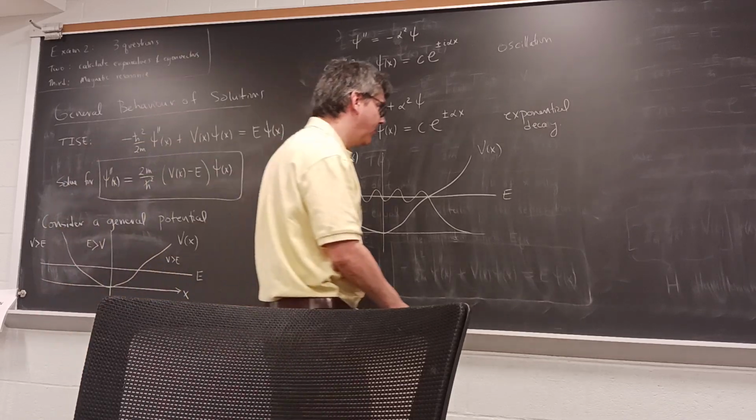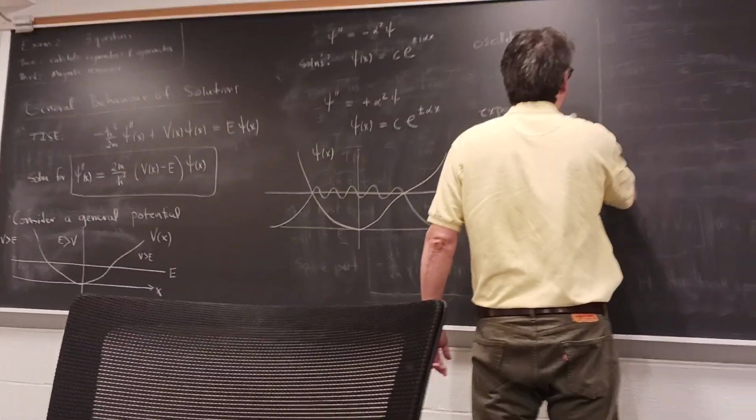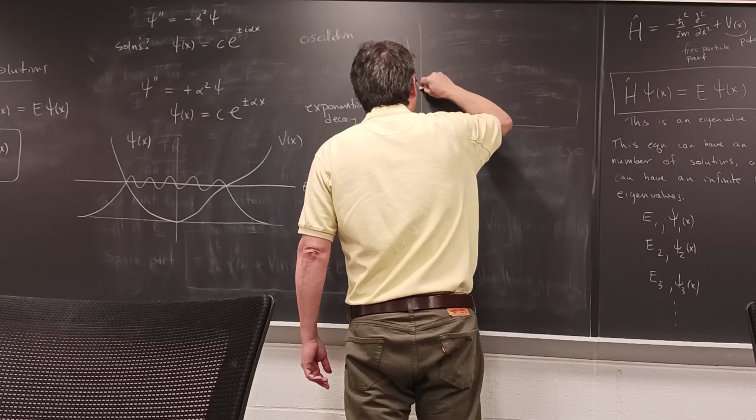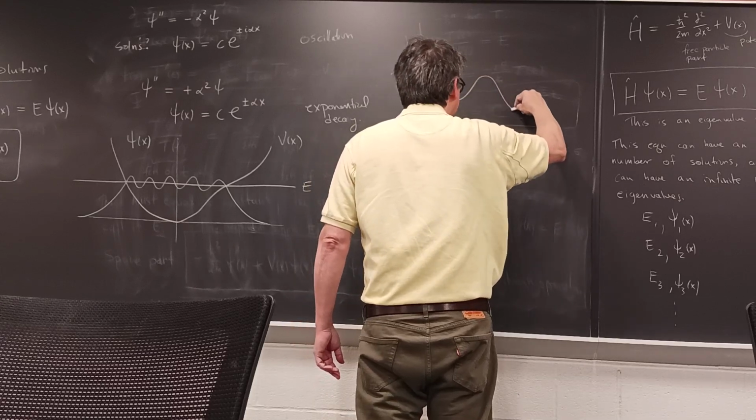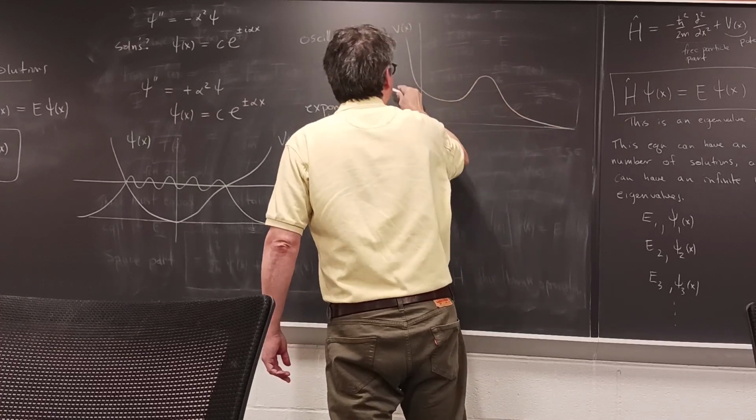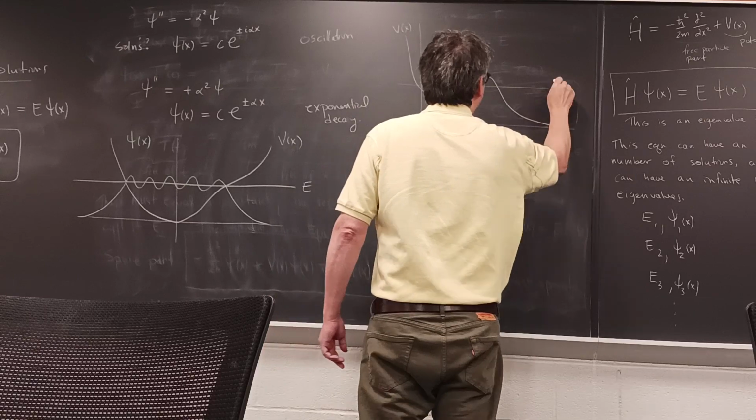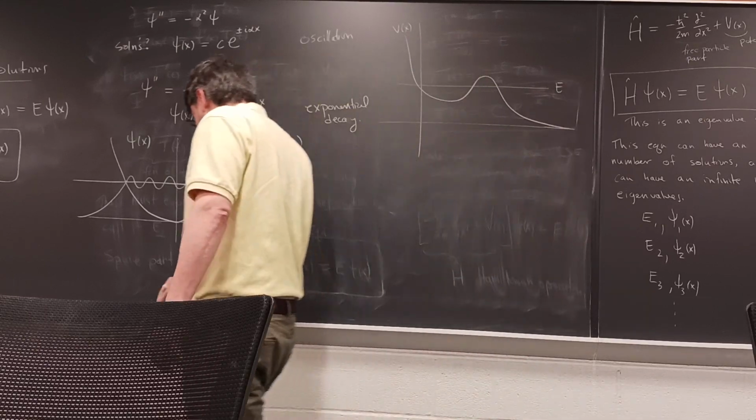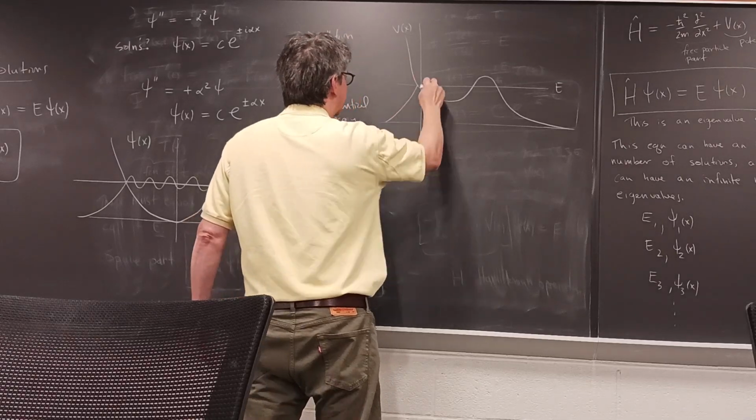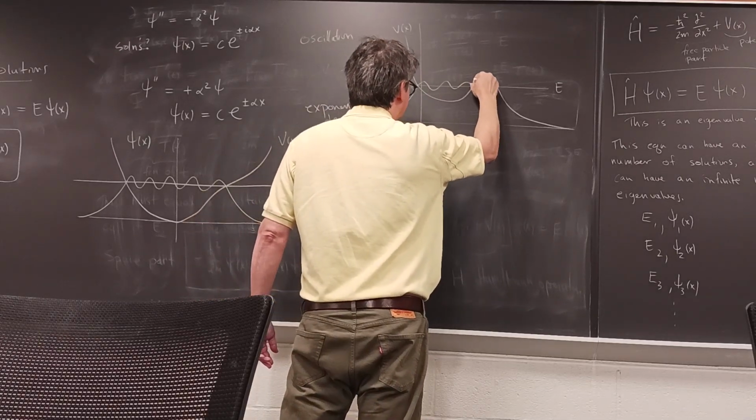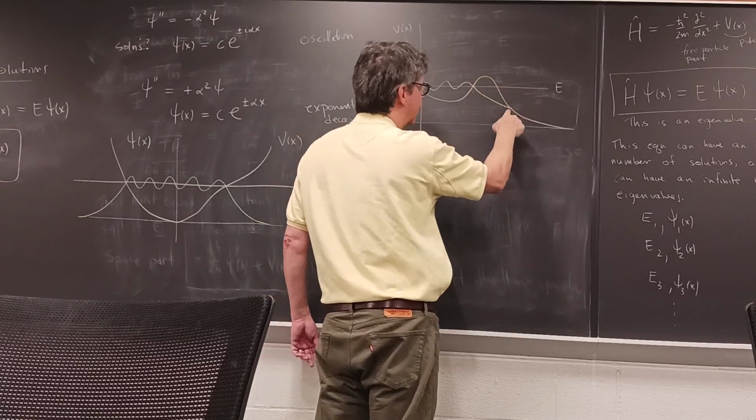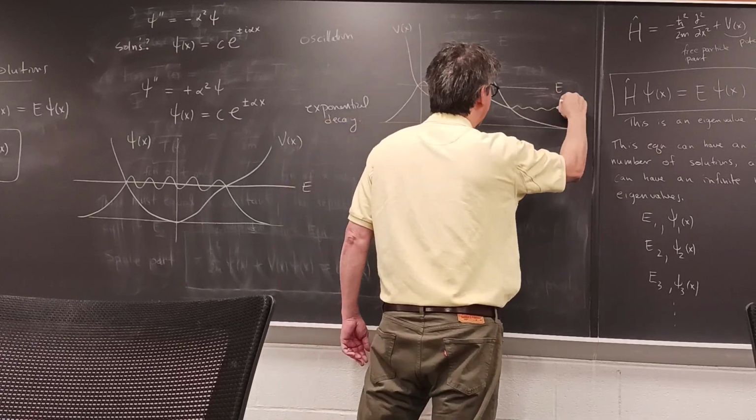Okay, so we could do a more interesting example here where we had a potential that looks like this. Suppose we have an E that looks like that. So here it's exponentially decreasing, here it can oscillate. Here it has to exponentially decrease, but it might reach the other side of this potential and start oscillating again.